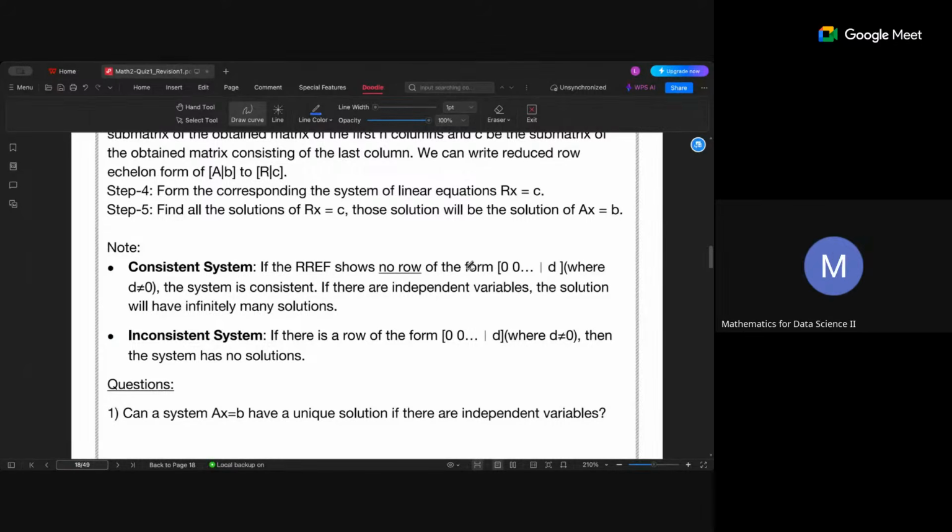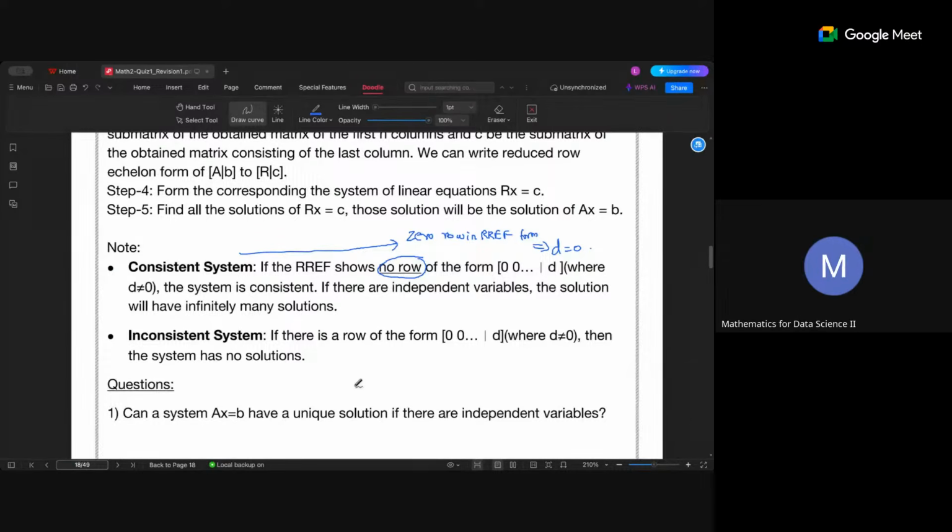Ma'am, can you repeat this condition? I can't understand. For consistency, should we have D equal to 0 or not equal to 0? For consistency, D is equal to 0. There is no row of this form where this D is non-zero, or equivalently a 0 row corresponds to D equal to 0. Given that we have a complete 0 row, if there is at least one independent variable, then infinite solutions, otherwise a unique solution. Yes.